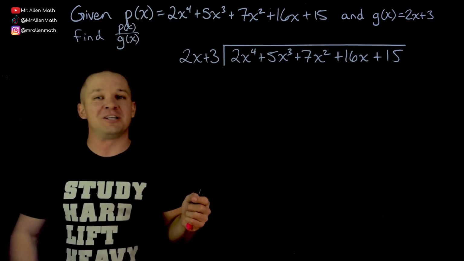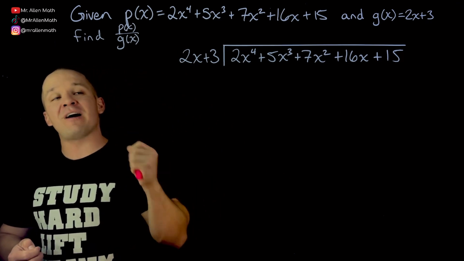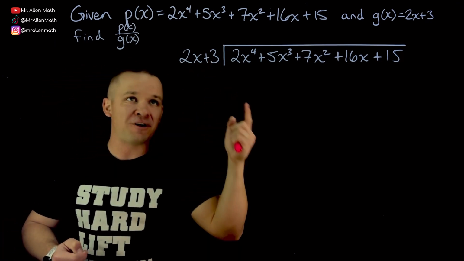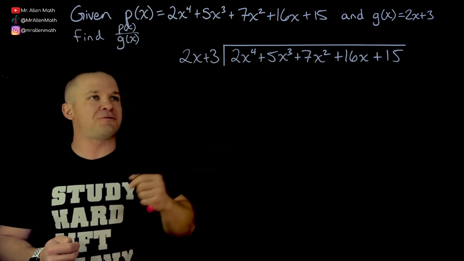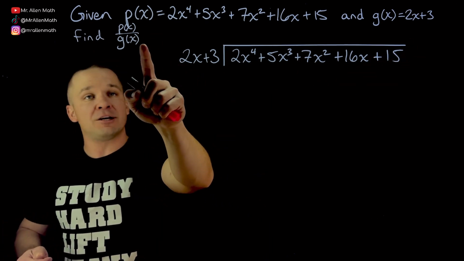Mr. Allen here with some polynomial long division in this video, and we have a beast, a quartic polynomial that we're going to deal with here. And I've written it up in a couple different ways. Given that p of x equals 2x to the fourth plus 5x cubed plus 7x squared plus 16x plus 15, and g of x equals 2x plus 3. Find p of x divided by g of x.